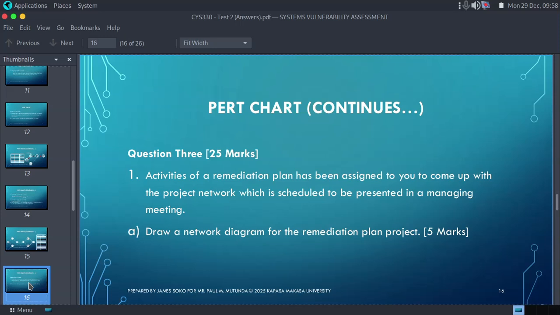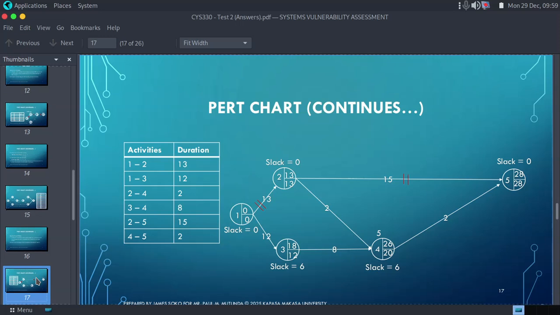Question 3 from this test 2 paper is still on PERT charts. The question reads: activities of a remediation plan have been assigned to you to come up with the project network, which is scheduled to be presented in a managing system meeting. Draw a network diagram for the remediation project, 5 marks. Drawing is not a problem, so let's just draw it faster.